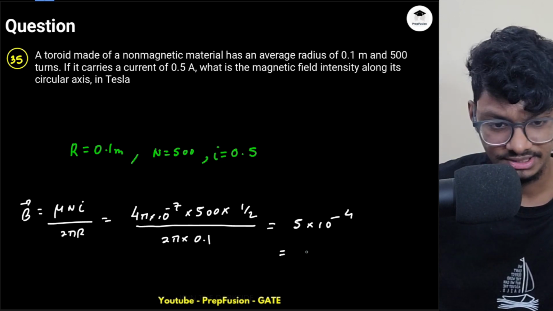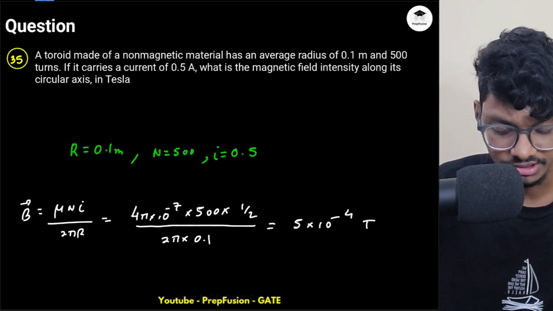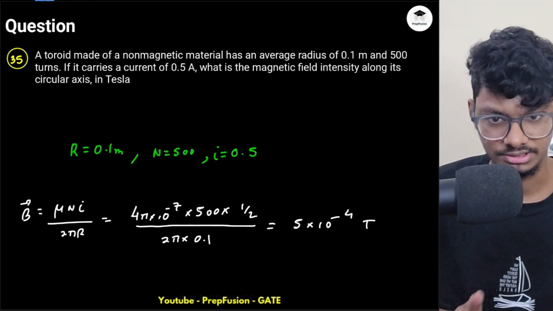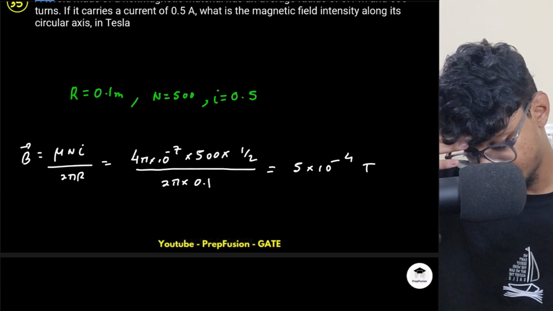So yeah, that's basically it. This is 5 into 10 raised to power minus 4 Tesla. In Tesla, this is the answer, right? If they could have asked in nano Tesla or something, but in Tesla, this is the answer. Okay, so there is one more thing that is basically left still.